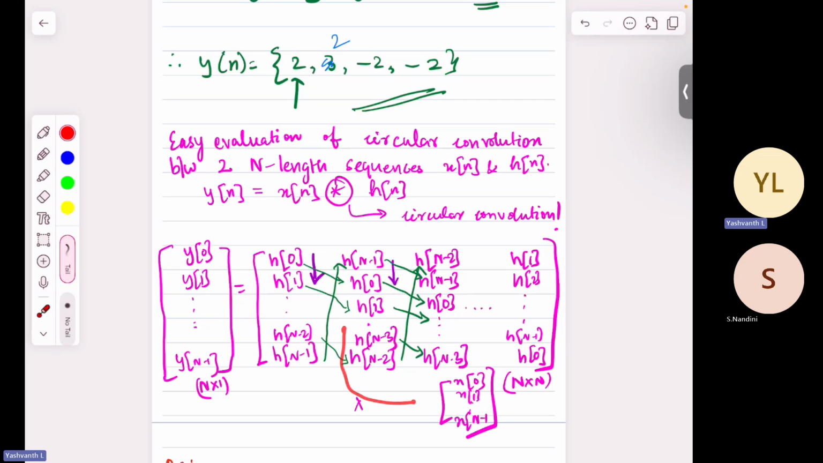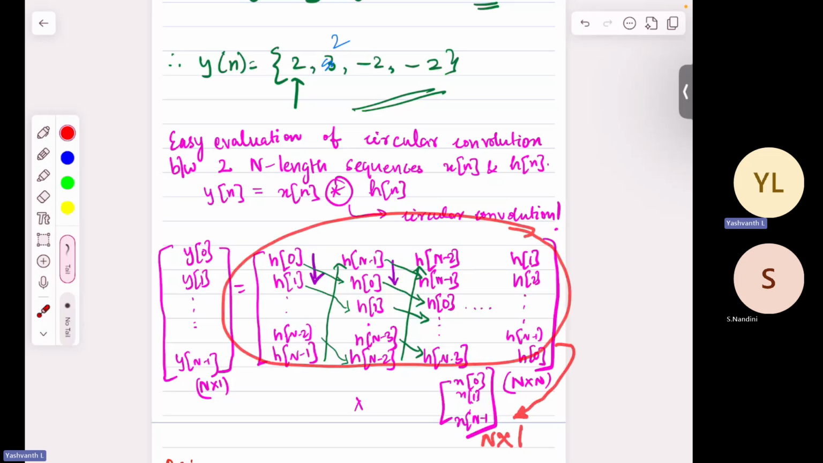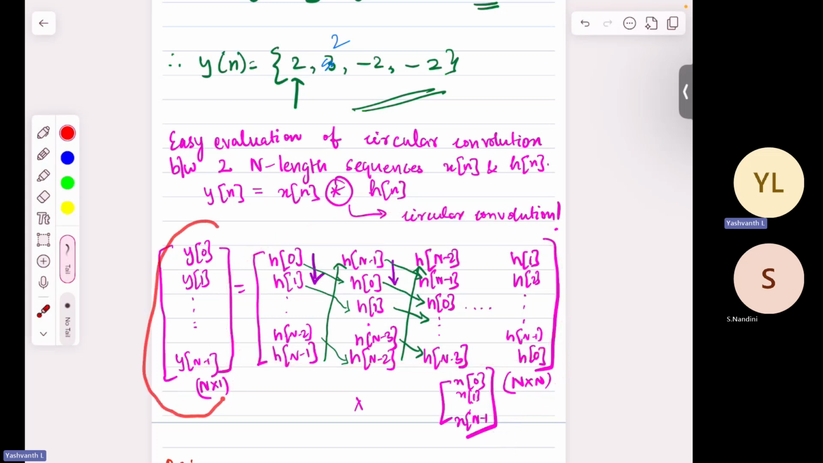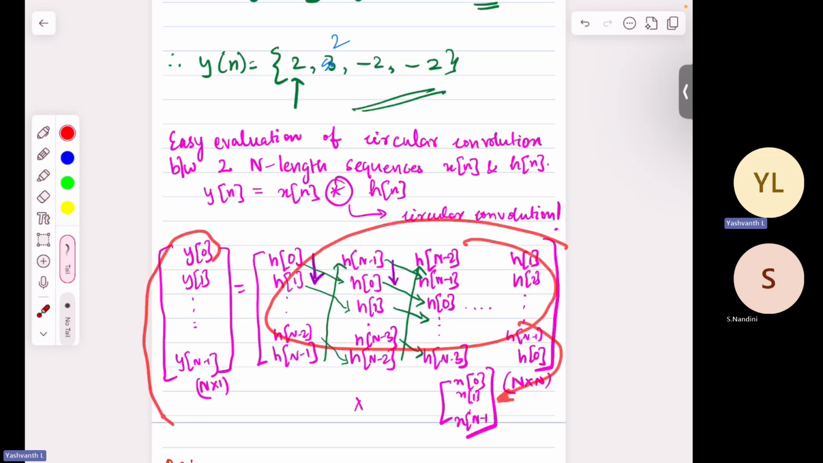Multiply this matrix with your x vector comprising x0, x1, and so on till xn minus 1. This is an n by n matrix and this is an n cross 1 vector. When you multiply a matrix by a vector, you get a vector of size n cross 1, and the resultant vector will be the circularly convolved vector y of 0, y of 1, and so on till y of n minus 1. In one shot, you get the entire circular convolution answer. This is a short trick to do a circular convolution in very little time. Is the process clear?